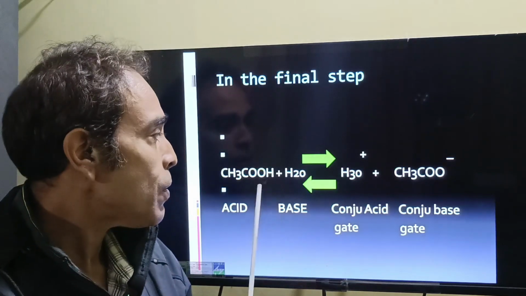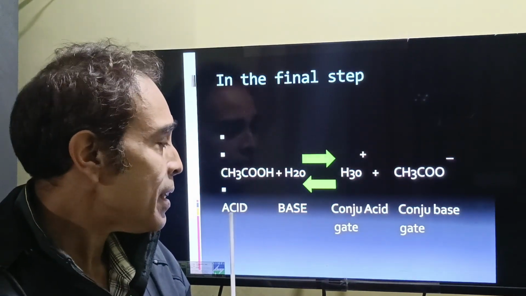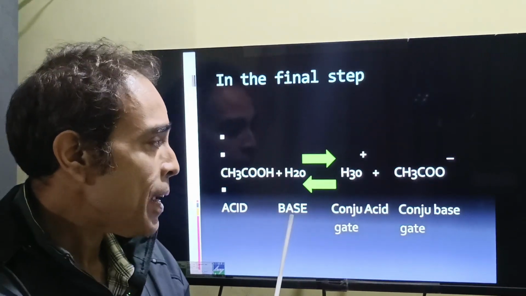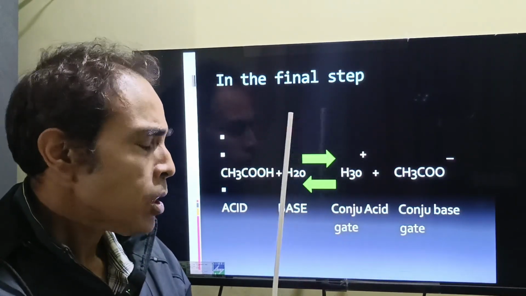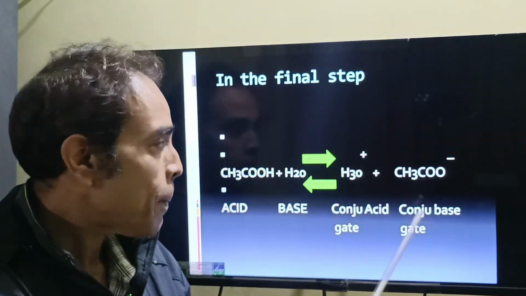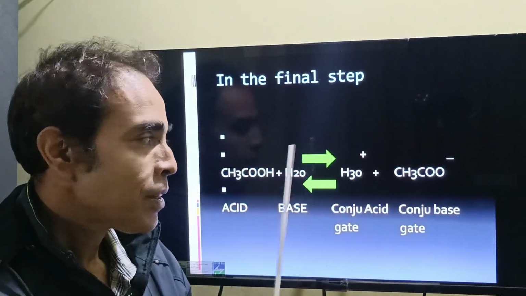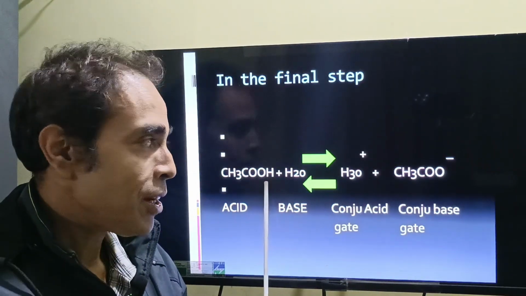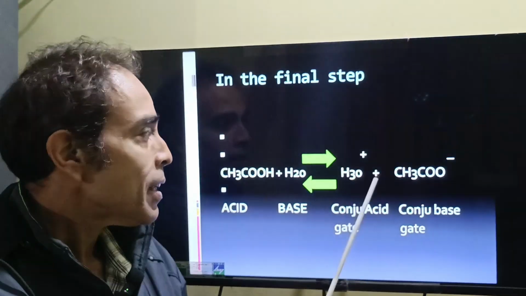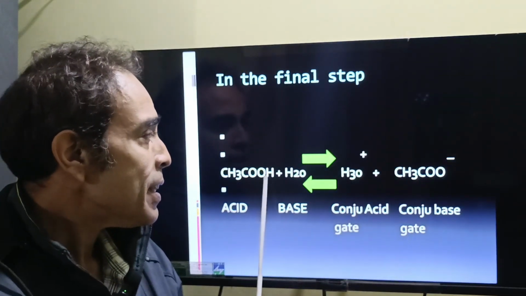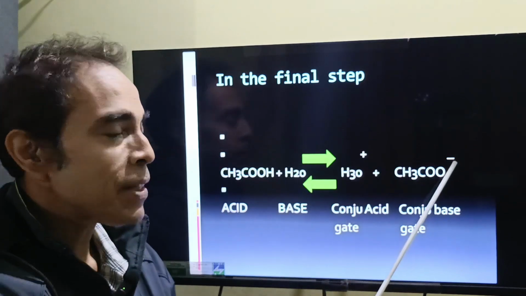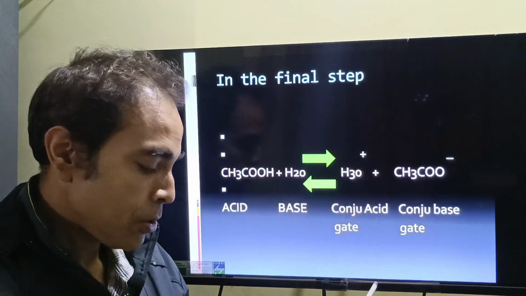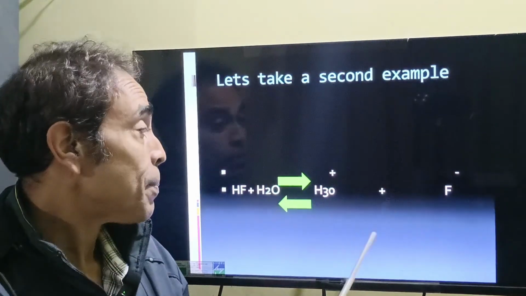So in the final analysis, acetic acid is an acid, and its conjugate base is the acetate ion. Water is a base, and its conjugate acid is the hydronium ion. Look very closely. To get the conjugate base from the acid, just remove the hydrogen ion. To get the conjugate acid from the base, you just have to add the hydrogen ion. Secondly, you find that there is a positive charge and a negative charge. Once the acid donates the hydrogen ion, there is a negative charge, and once it accepts a hydrogen ion, it becomes a positive charge.